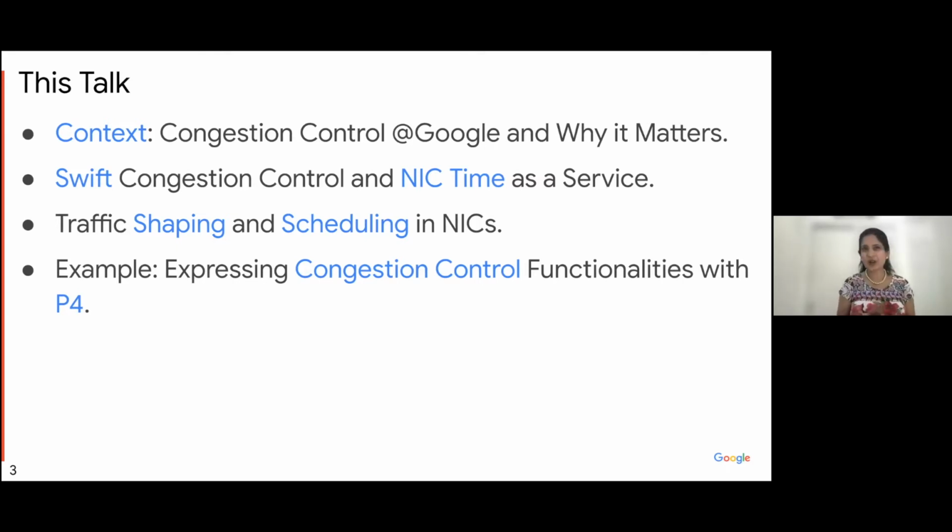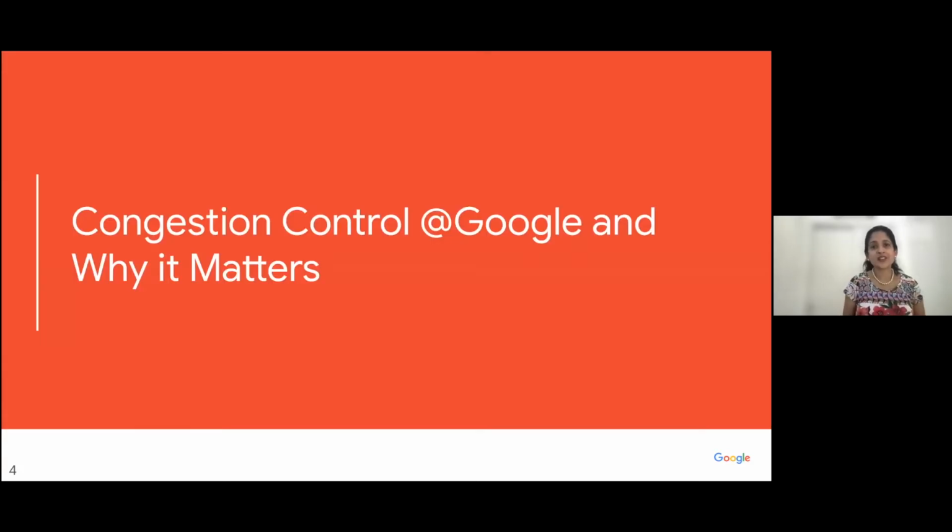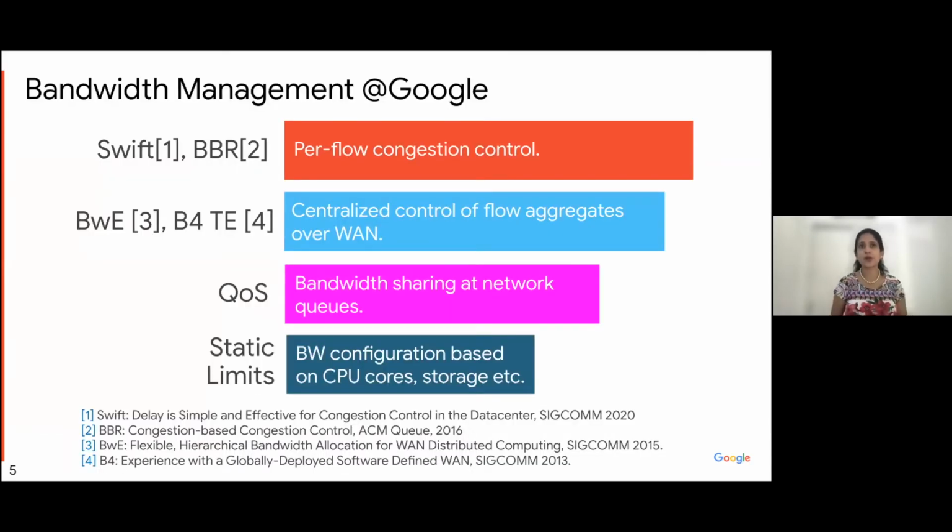We intended to talk about traffic shaping and scheduling in NICs, but unfortunately we won't have time in this particular presentation. So we will then jump on to a deep dive example of expressing Swift congestion control aspects with P4. So let's start with why congestion control at Google matters and why we care about it.